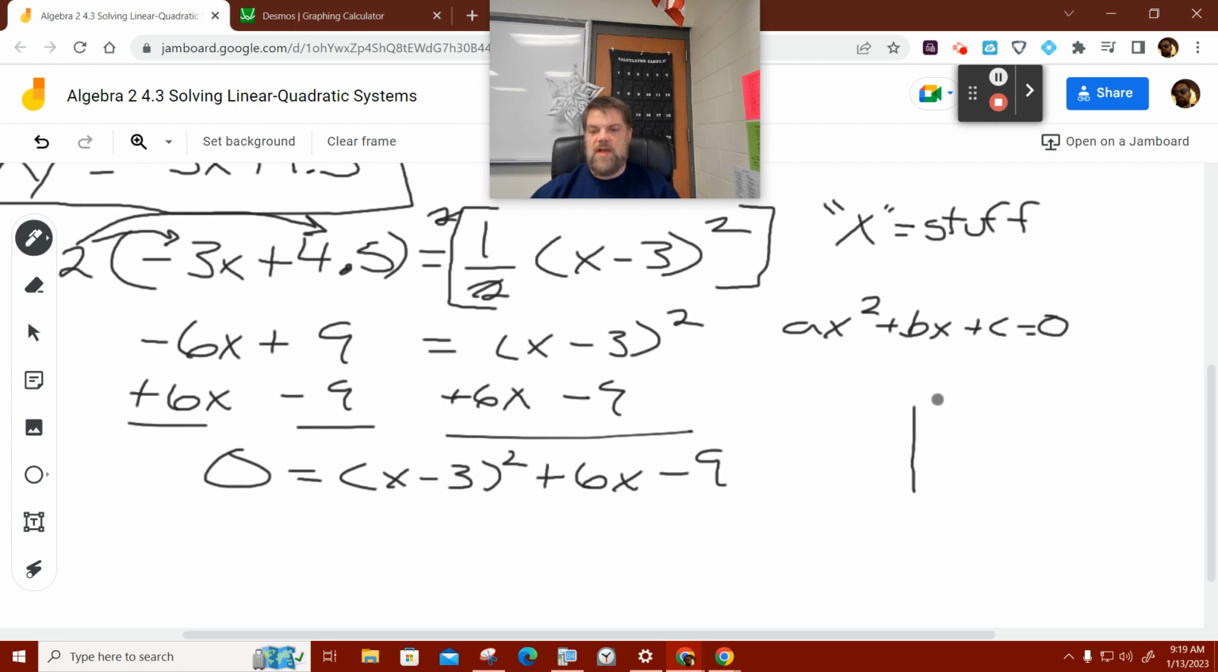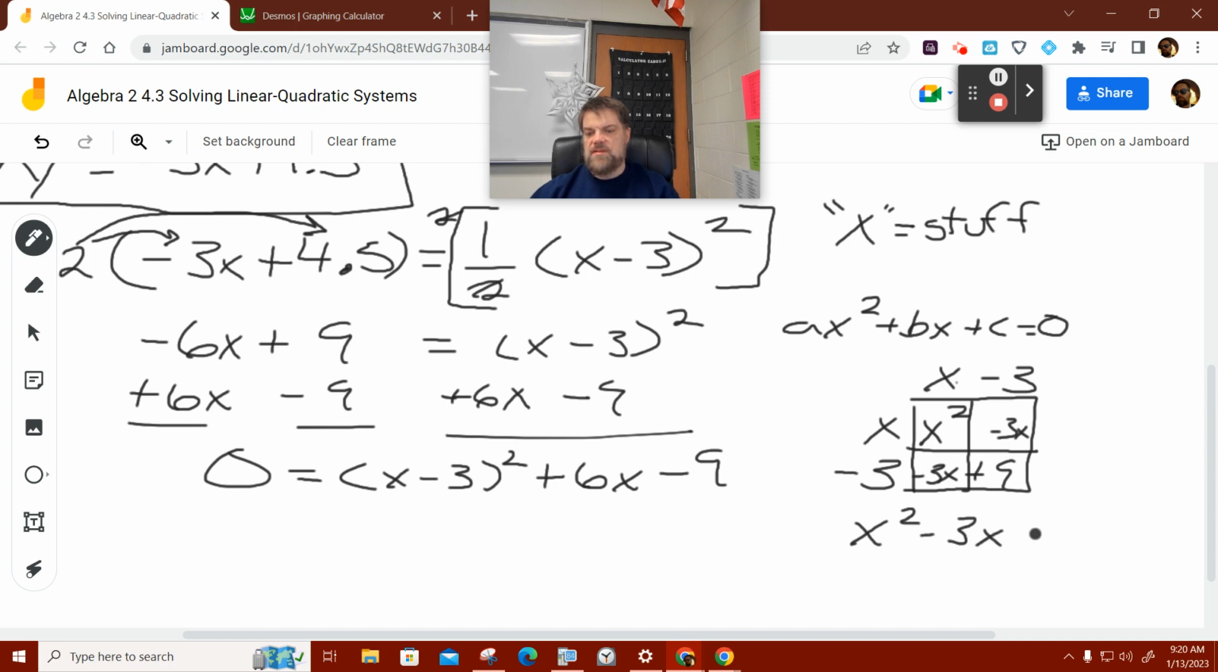So I'm going to figure out what x minus 3 times x minus 3 is. So x minus 3 squared is the same as x minus 3 times x minus 3. So I'm going to say x times x is x squared. Negative 3 times x is negative 3x. Negative 3 times x is negative 3x. And then negative 3 times negative 3 is a positive 9. So this becomes x squared minus 3x minus 3x plus 9.